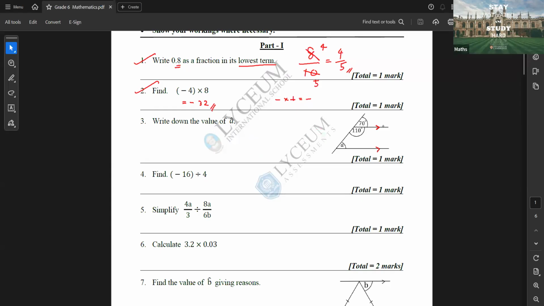This is given as 110. So for A, here it should be 180, you have to subtract 110. So 180 minus 110 is 70 degrees. So angle A is going to be 70 degrees. That's one way.